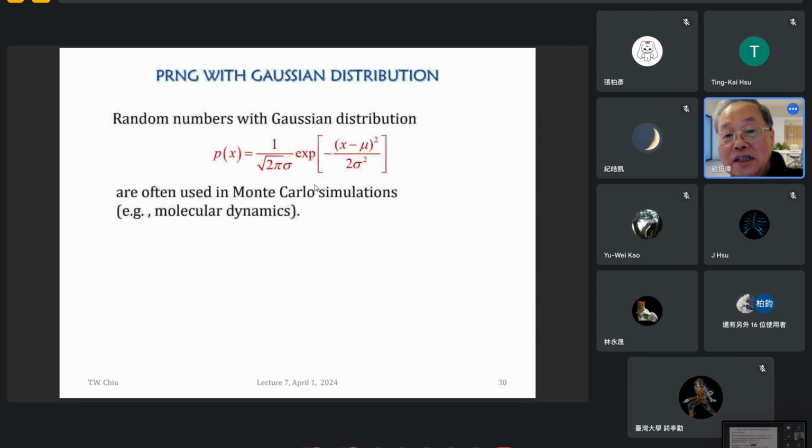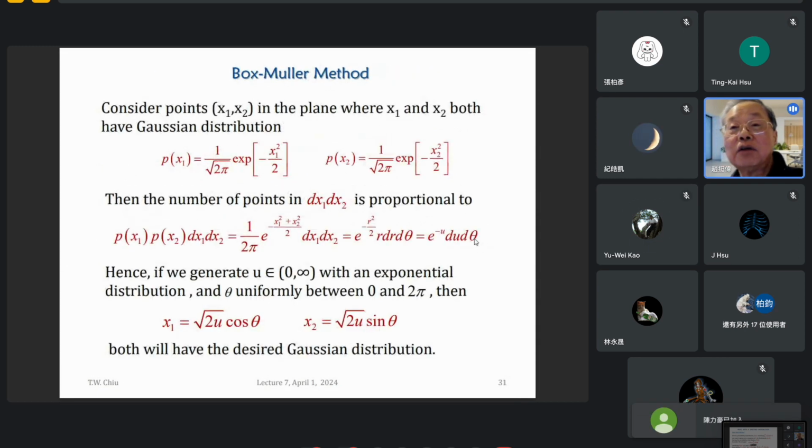And then the theta is easy. Theta is randomly distributed between 0 and 2 pi. You just generate another random number between 0 and 1, and then multiply by 2 pi. Then you get theta, a random variable between 0 and 2 pi. Once you get u and theta, you put them in this formula, and then you get x1 and x2, and either one will obey the Gaussian distribution. So all the x1 will obey a Gaussian distribution, and all the x2 generated with this formula will obey a Gaussian distribution.